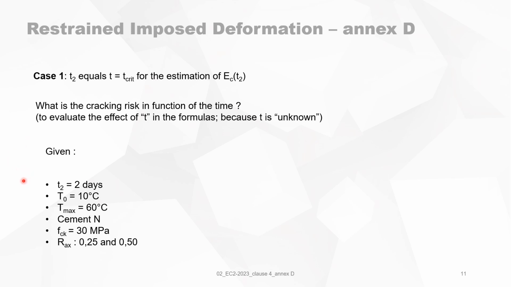So we take a case and we say T2 is 2 days. That means that after 2 days, the tensile stress develops in the concrete. T0 is 10 degrees. The maximum hydration heat is 60 degrees. We take normal cement. The quality of concrete, we take 30 megapascal. And we take two cases. We know that the restraint factor is between 0.25 and 0.5. So we investigate those two cases.